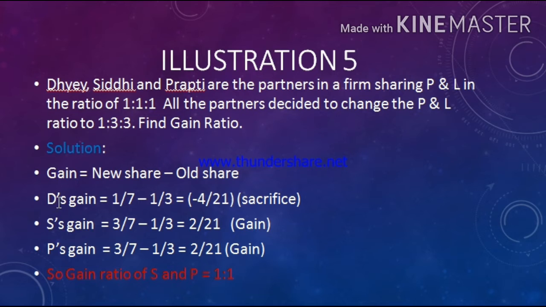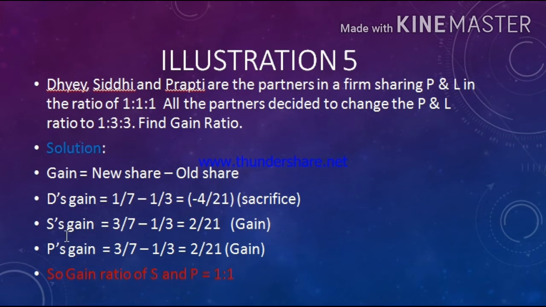Now partner D's gain is equal to new share, that is 1 by 7, minus old share, that is 1 by 3. The answer comes minus 4 by 21. If by applying the formula of gain the answer comes negative, then it is sacrificed by that partner D.